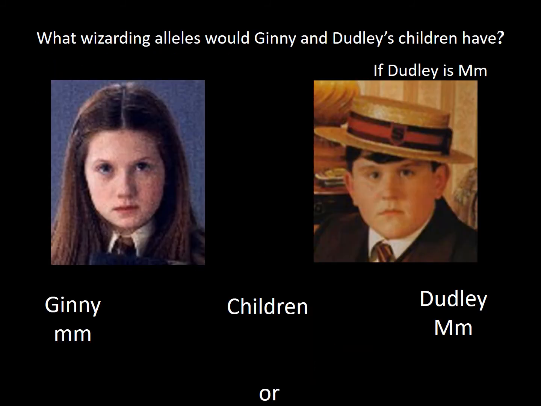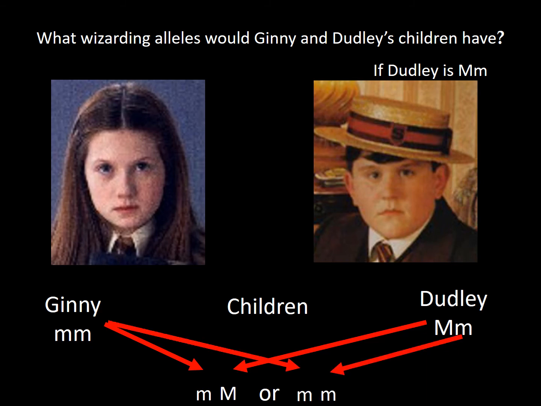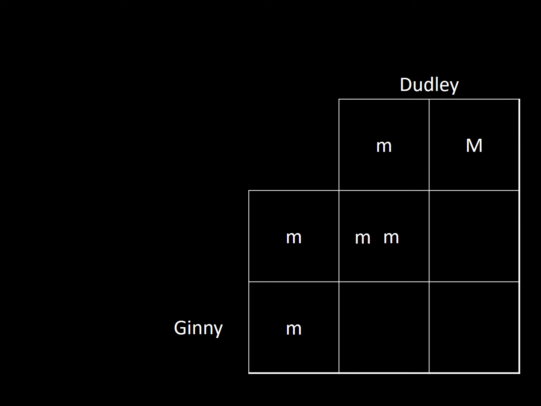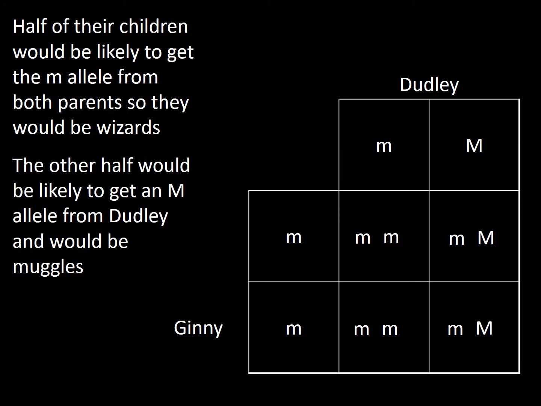Now here we have a possible combination between Ginny and Dudley, and we're going to say Dudley is a big M, little m. Now this means he's heterozygous. So Ginny can only give that little m allele, and Dudley can give a big M, or he can give a little m. So if we did this, remembering that big M is a dominant trait, so muggleness is a dominant trait. So that big M is saying, hey, this is dominant, and it's going to be what is actually shown.